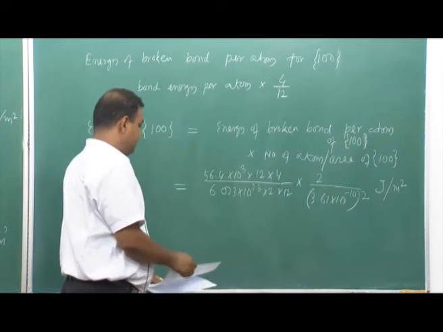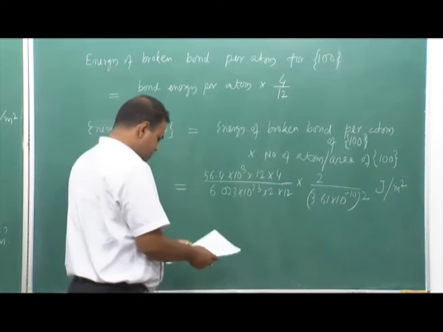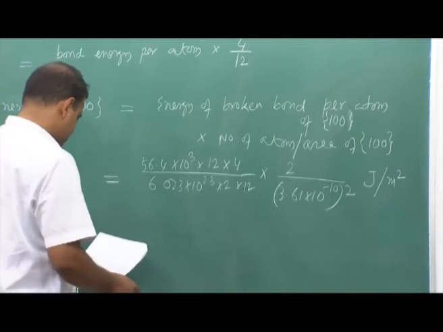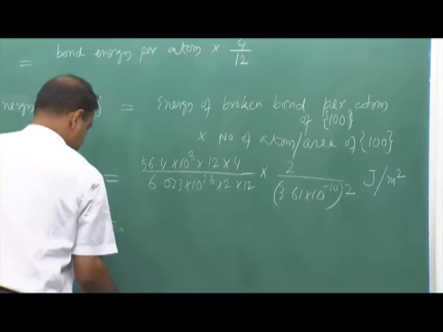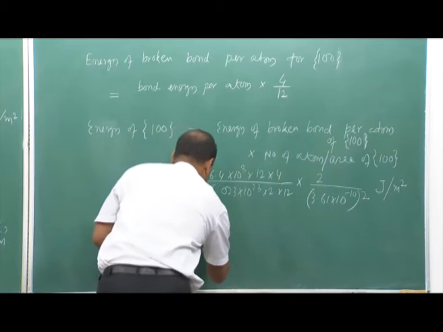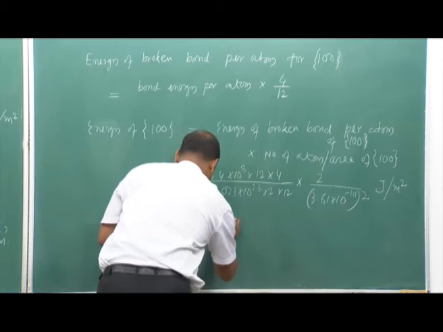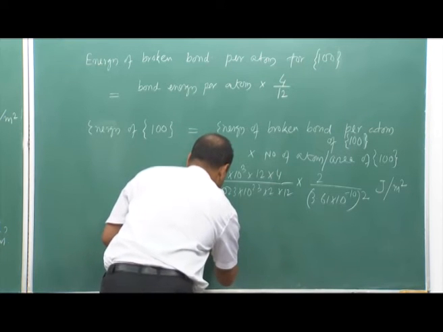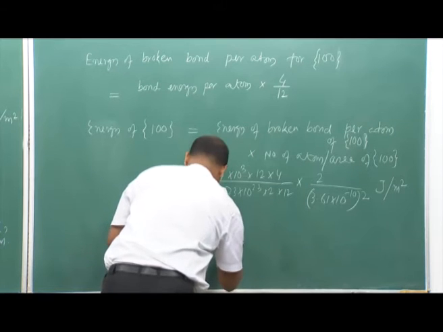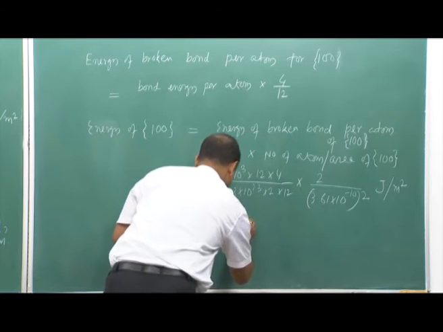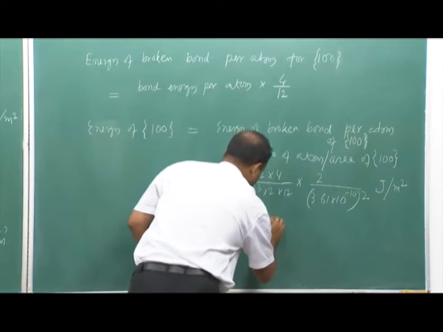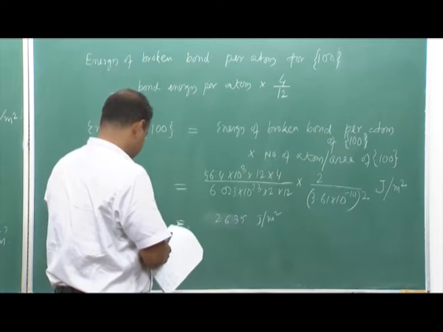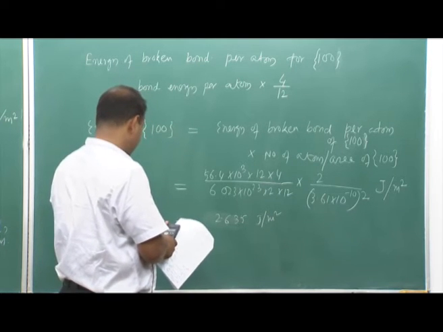So, if we find this value, you can find it at close to 2.63. It would come around 2.635 joule per meter square, something around that you would get. Let me cross check 56.4.